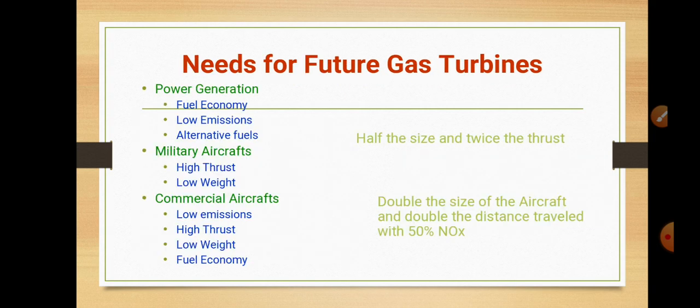And then, what is the need for future gas turbines? First is power generation, fuel economy, low emission and alternative fuels. Next, they will be used for military aircraft in order to generate high thrust and low weight. For commercial aircraft, we will need low emissions, high thrust, low weight and fuel economy. These are the future needs for the types of aircraft and for power generation.